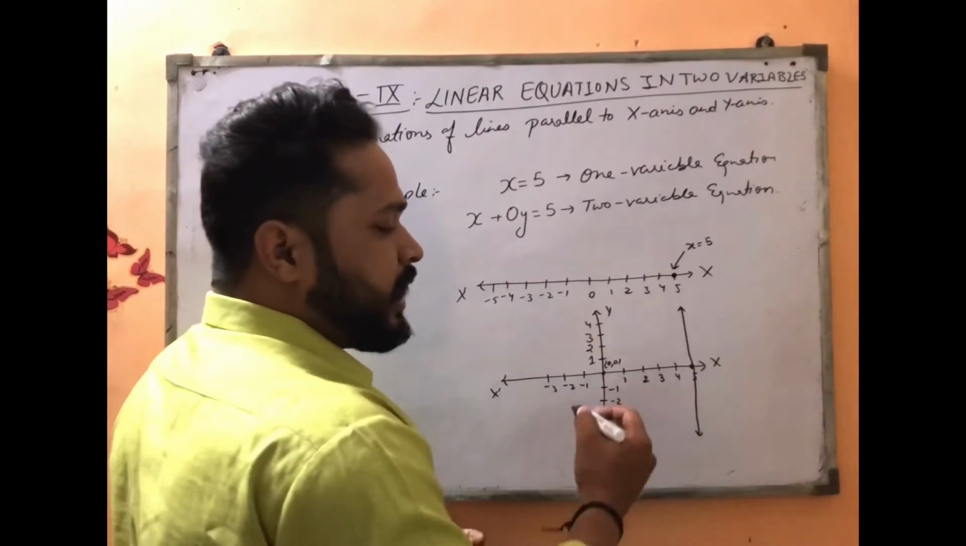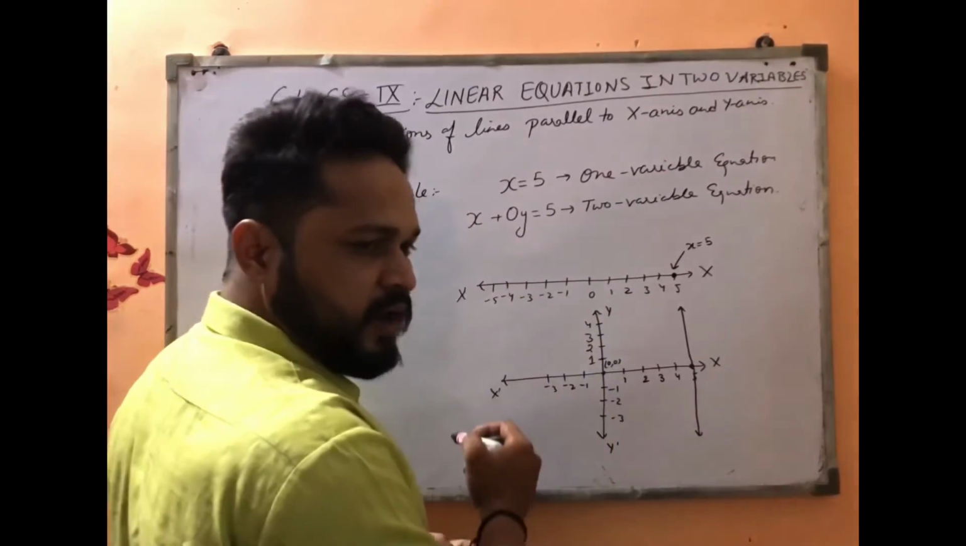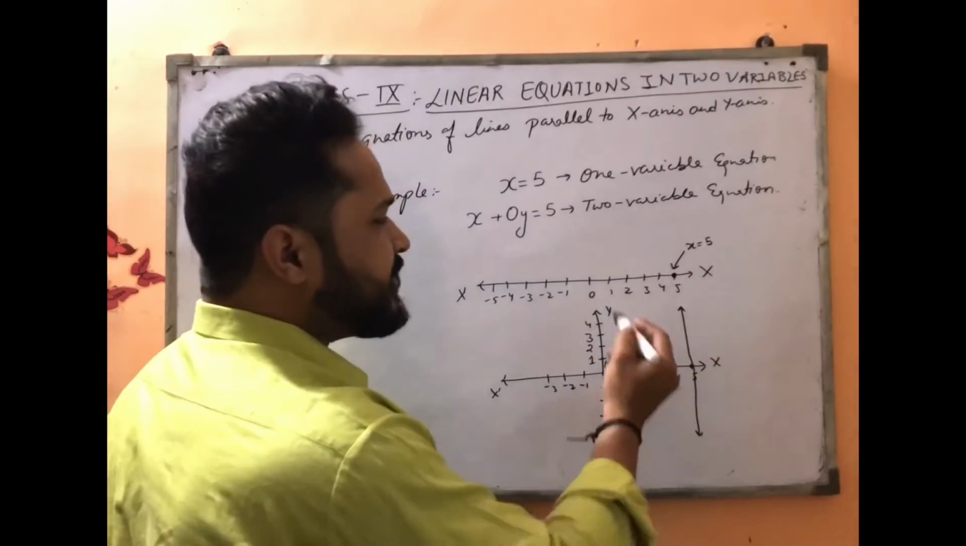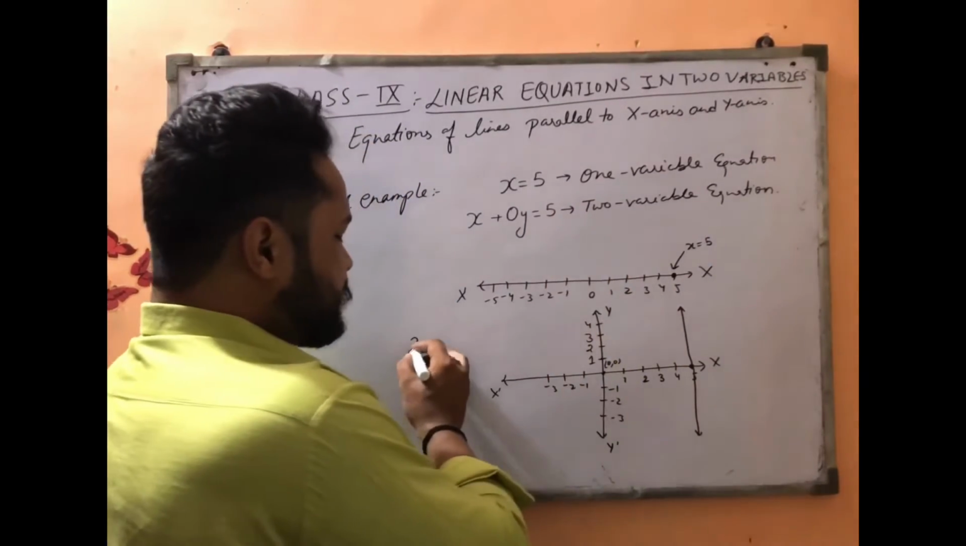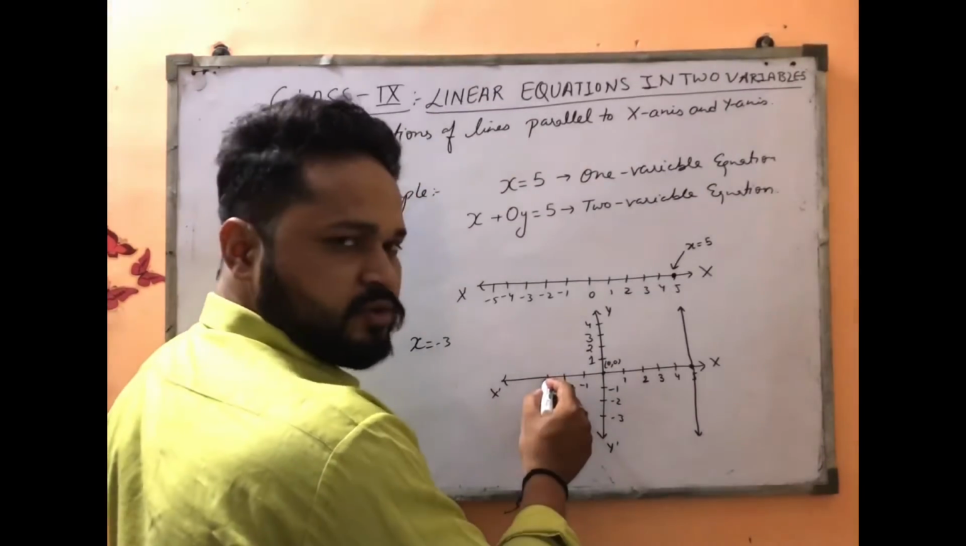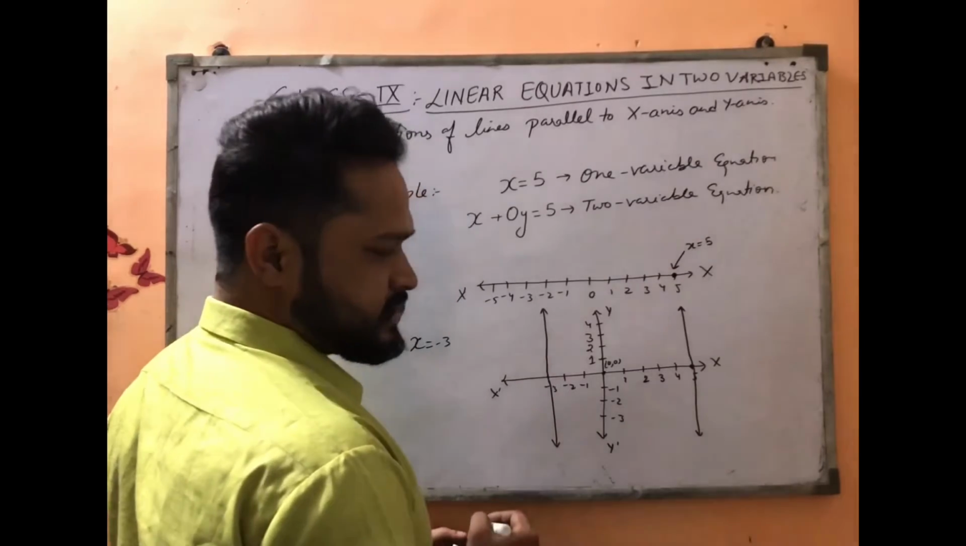So if a line is x is equals to 5, it is always parallel to the y-axis. Or we can say, let x is equals to -3, so this is the point x equals to -3, and the line is always parallel to the y-axis.